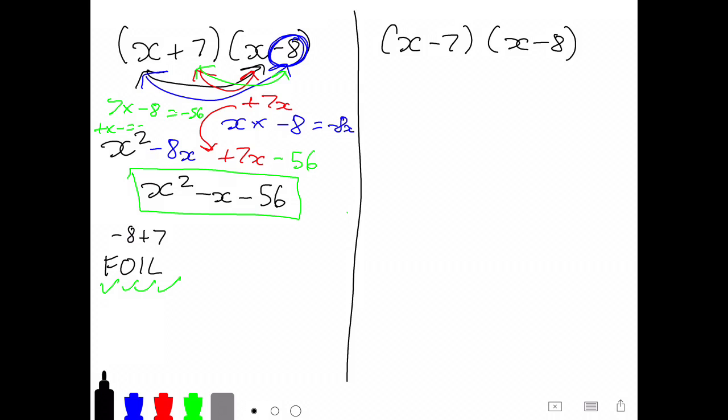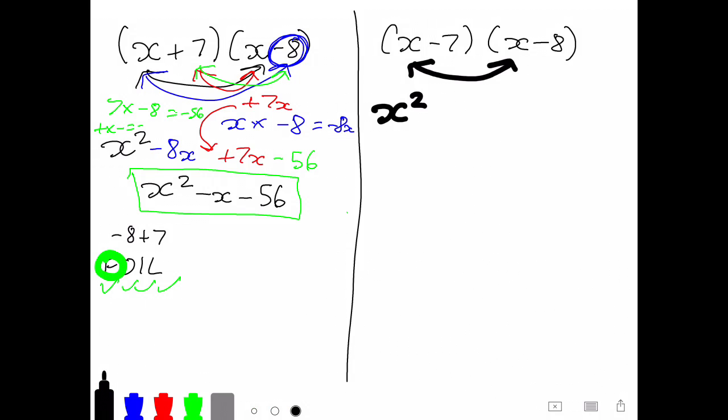Now we're going to move on to the one on the right. And this is literally the same thing, apart from there's a little change in the first bracket. And that is that there is a minus right here. And this minus has a lot of impact on the final expression. So you have to be really careful with this minus. So, x times x equals x squared. And remember, this is F of FOIL.